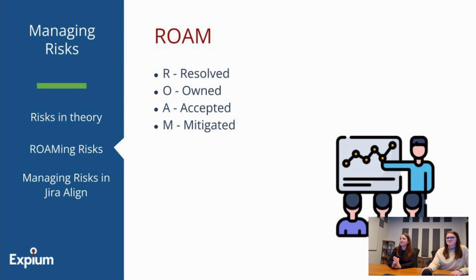Does anybody know what the difference between accepted and owned is? So when a risk is owned, an individual is taking on responsibility to essentially track a risk that can't be solved during the event. Accepting a risk is doing nothing.